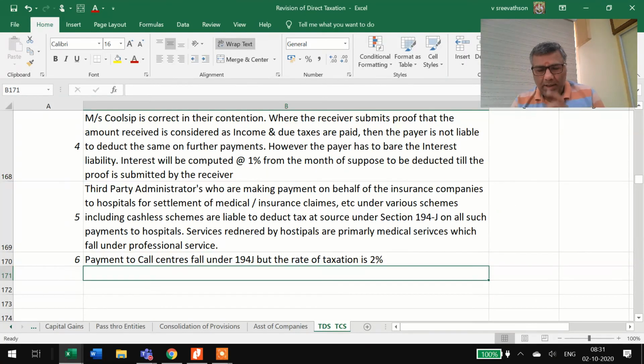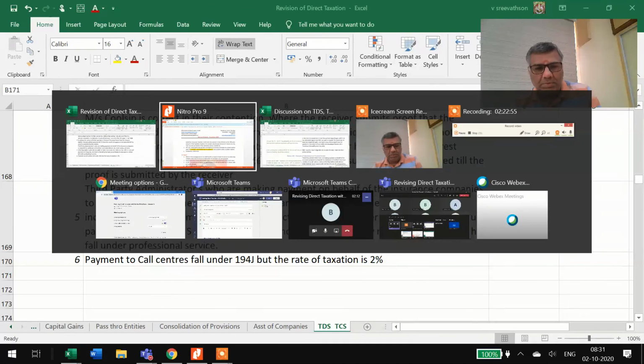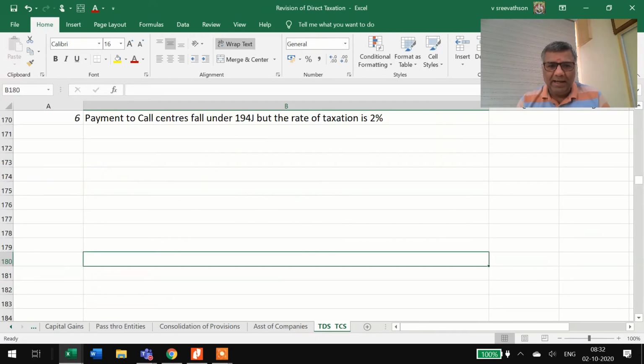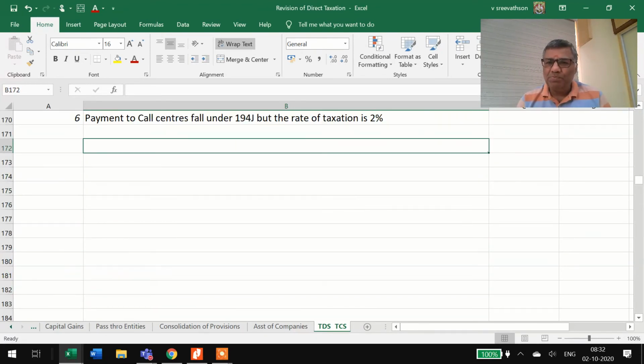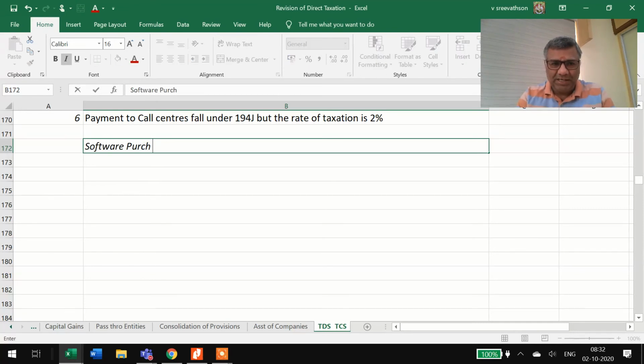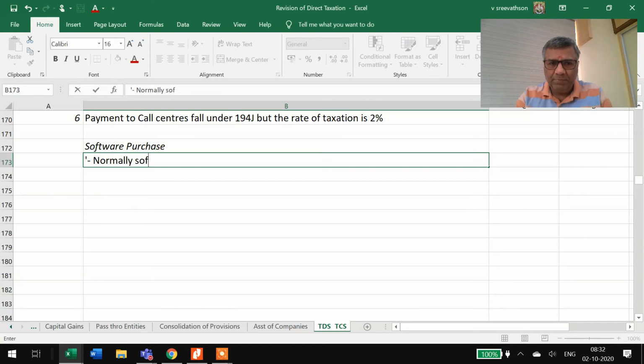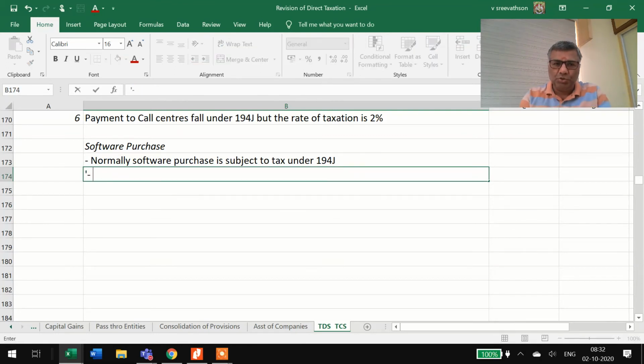Okay, so this is about the various aspects. Before completing TDS, let me also give a small summary. Software purchase: normally software purchase is subject to tax under 194J. You are liable to deduct tax at source.